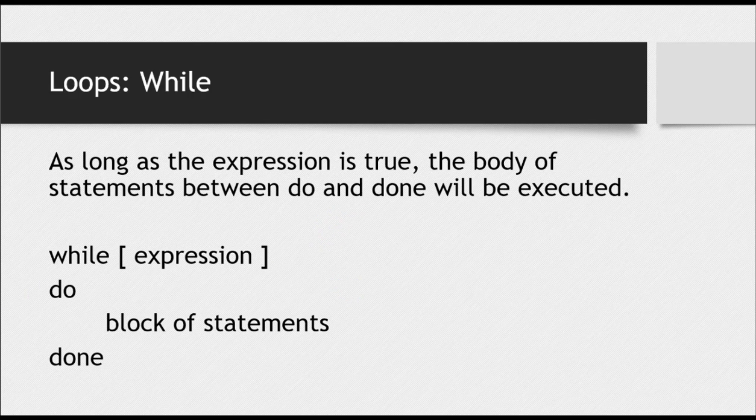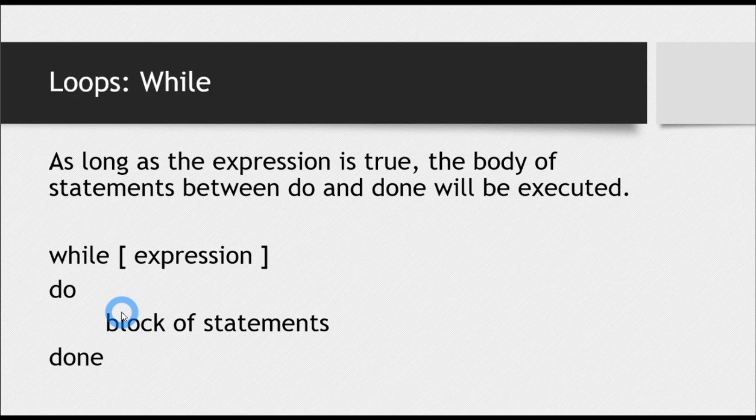So the syntax for while loop is you write the keyword while, and in the square brackets you write your expression. And instead of using brackets, we use do as the starting of the body of while loop and done as the ending of the body of while loop. So whatever is there between do and done will be executed. They define the starting and ending point of the body of while. So all the statements, the block of statements that are written inside will be executed.